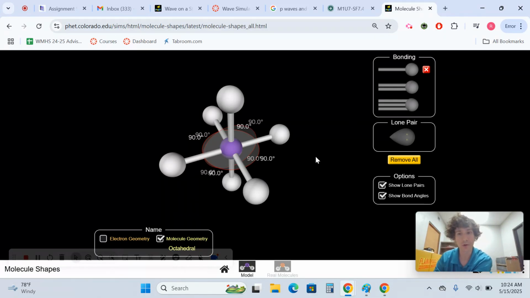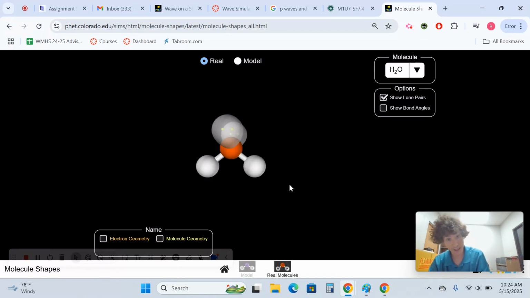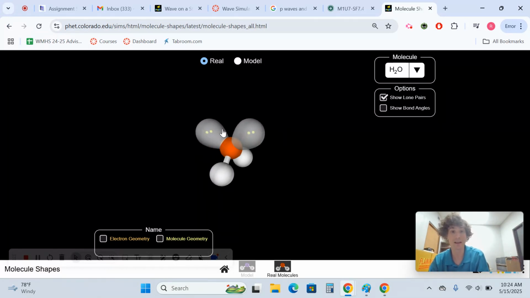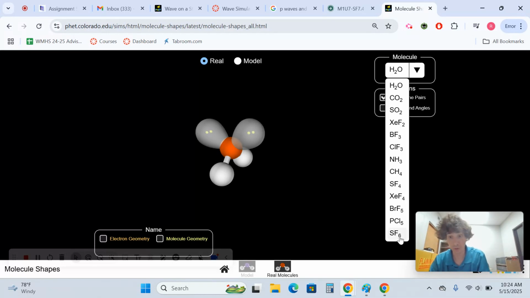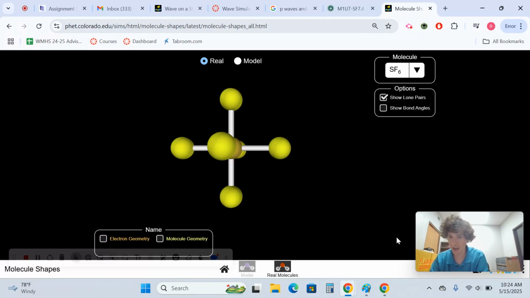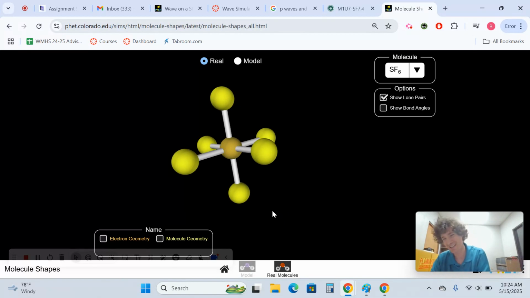And then once you feel comfortable with fake elements, fake as in this is not a real element, there's just balls, you could switch over to this, real. And then it would tell you, okay, so for water, H2O is a bent molecule because of the lone pair. You say, what about sulfur hexafluoride? Well, that's going to be octahedral. It has 6 things attached. It has to be octahedral to make it simple.